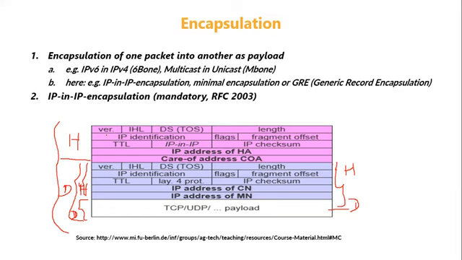TTL must be high enough so that the packet can reach the tunnel endpoint. TTL represents time to live. It keeps decrementing, and if it becomes zero, the packet will expire. So TTL should have a reasonably high value so that the packet can reach the tunnel endpoint.